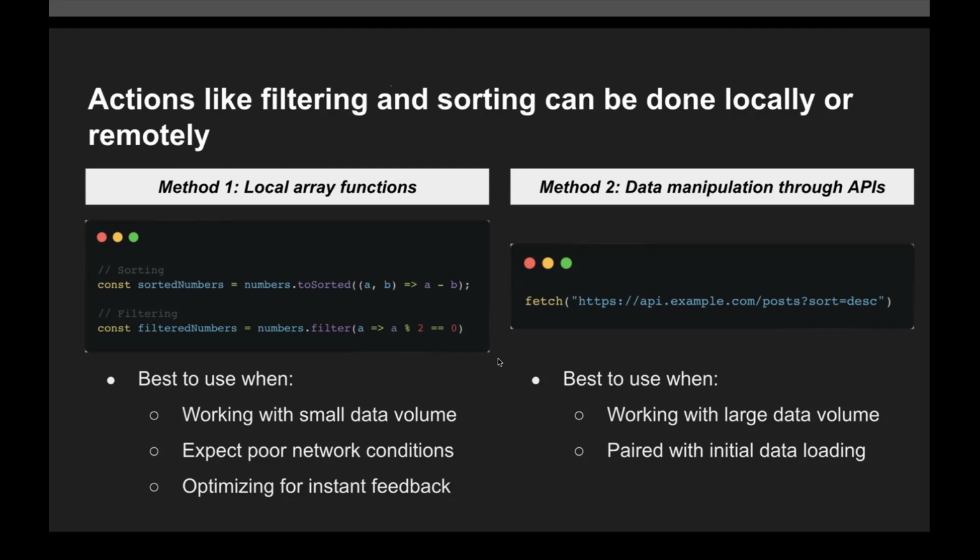Again, I would go back to the discussion we're having here in terms of what sort of data you are working with, how much of it you are working with, and what you want to prioritize. Is your user going to have good network connections or not? All these different components go into the decision of which implementation path you take. But both of them will give you the same result at the end of the day, right? You will get your filter and sort functions on the data either way.